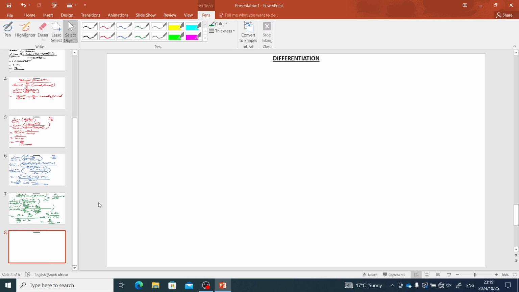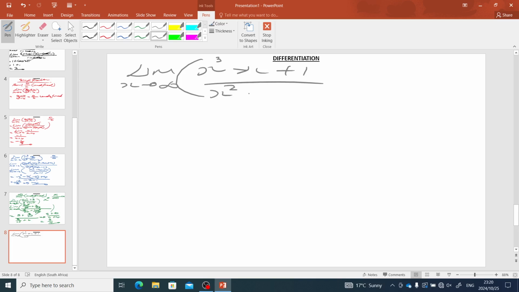Let us do the last application. We are given the limit as x approaches infinity of x cubed minus x plus 1 divided by x squared plus 3. If I were to do the direct substitution, you'd realize that our answer would be undefined. Therefore, we will apply that method of dividing every term by the highest exponent of x.